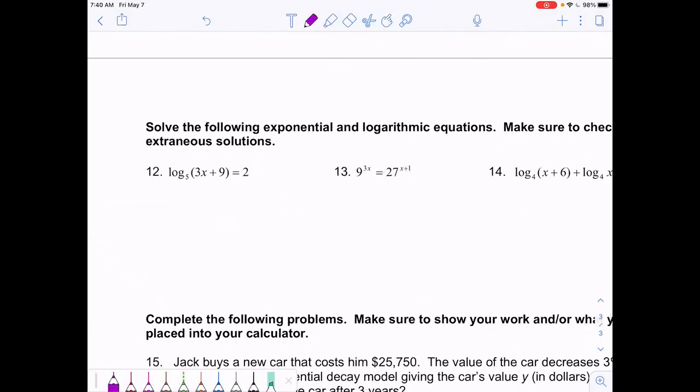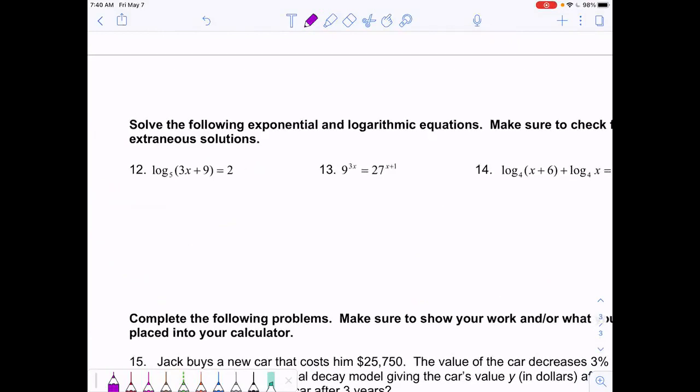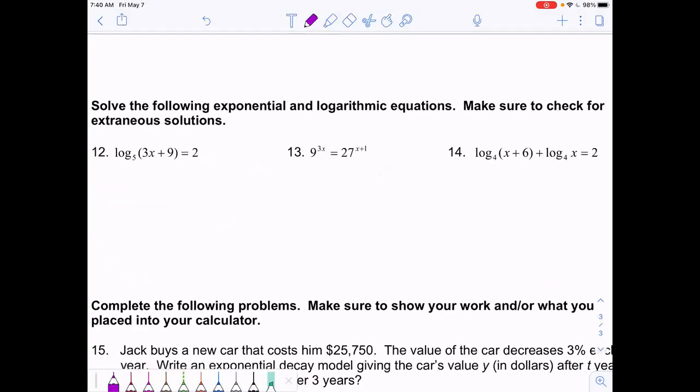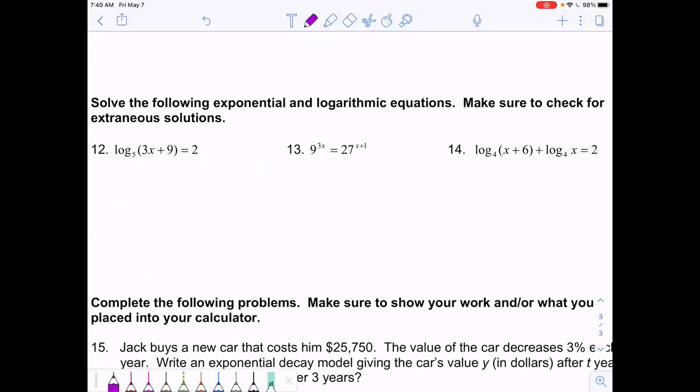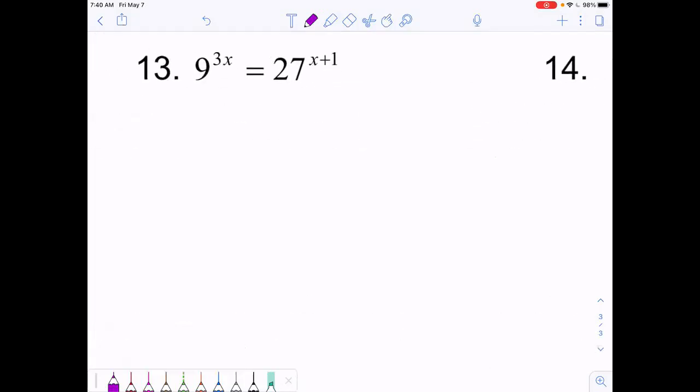Yeah, so the group of problems in the cumulative review 13, 14, and 15 were from chapter 7, and actually the 2 word problems were as well. Chapter 7 was our logarithmic and exponential equations. So in number 13, this is an exponential equation. We have 9 to the 3x is equal to 27 to the x plus 1.